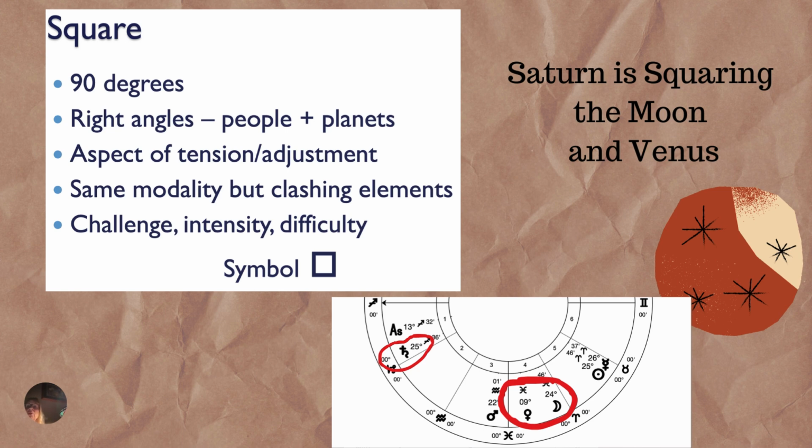In this example, we're looking at a square. There's tension and there's an adjustment that needs to happen when you have a square. Squares have the same modality, but the elements are different. In this example, we have Saturn squaring Venus and the Moon.